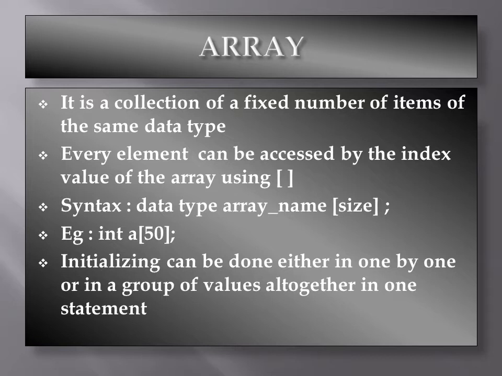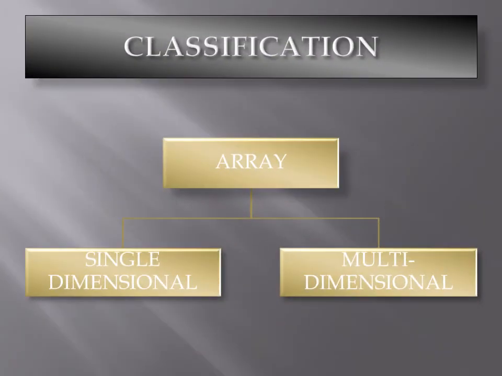Now, initialization can be done either one by one or as a group of values altogether in one statement. That is, during declaration we can initialize the values, or by statements you initialize each value. This is the classification of the array. It's divided into two types: single dimensional arrays and multi-dimensional arrays. Now let's look into it further in detail.